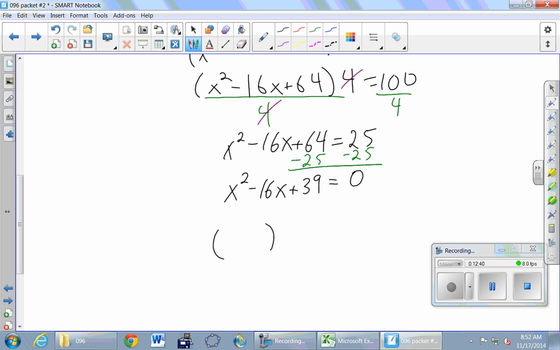Okay, so let's factor here. Feels like x and x in the front. Yeah, I think some people have already got it. We need a product of 39, a sum of negative 16. There aren't many things that go into 39. 3 and 13 happen to work. So we fill in 3 and 13. What about these signs? Yeah, they've got to be minuses to get that minus 16x and plus 39 when I multiply.